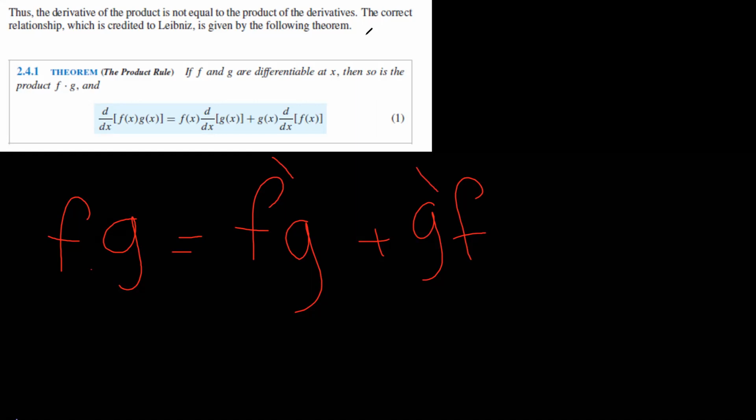This is a rule or a theorem. We call it the product rule. It helps me find the derivative when we have two functions that are multiplied. I pick the first function, find its derivative, multiply by g, plus the derivative of the second function multiplied by f. Or you can write it as f of x times the derivative of g of x plus g of x times the derivative of f of x. So the derivative of f times g is f prime g plus g prime f. Is it clear now?